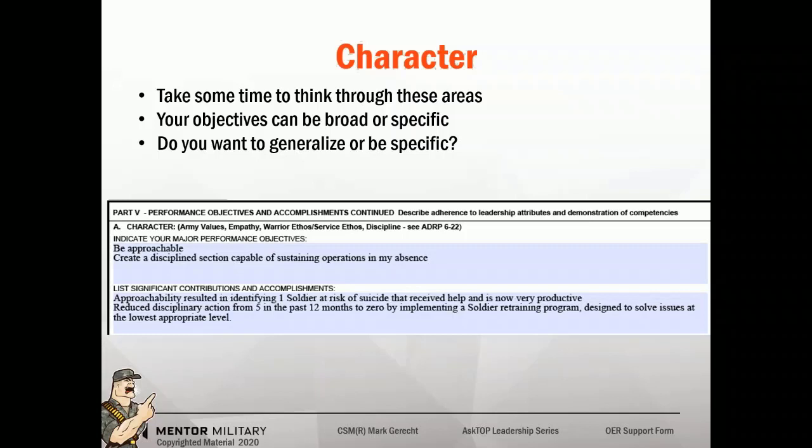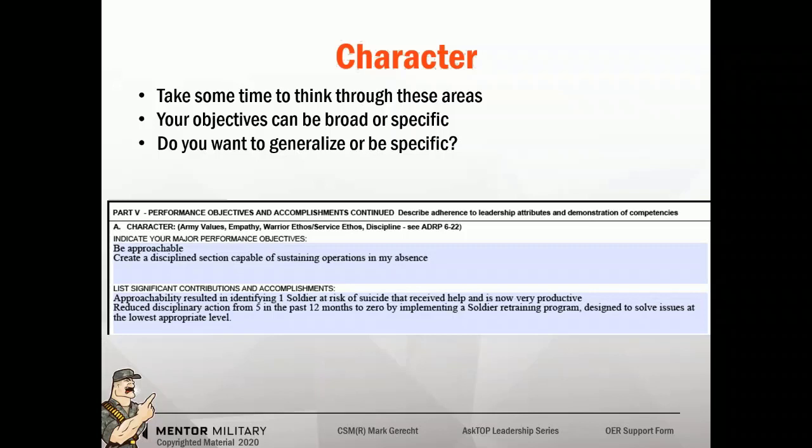Now, in character, what we came up with was be approachable. Create a disciplined section capable of sustaining operations in my absence. So we're just going to talk about one example, be approachable. Approachability resulted in identifying one soldier at risk of suicide that received help and now is very productive. So very approachable, very broad, and very specific achievement.